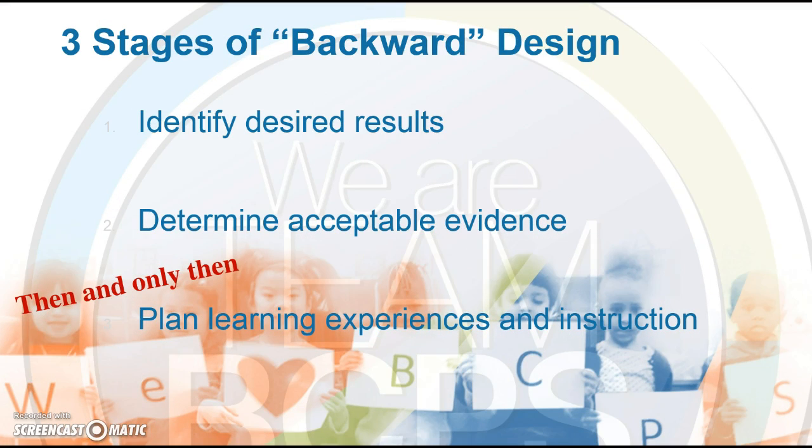So when you're talking about the stages of backwards design, you have 3 stages. First you have to identify your desired results. Then you need to determine your acceptable evidence. And then, and only then, do you start planning your learning experiences and your instruction. So you need to first identify, what do I want my results to be? And then you have to take a look at, what is going to be the evidence that I'm going to use to show that my students got those desired results. And then you start planning your lessons.